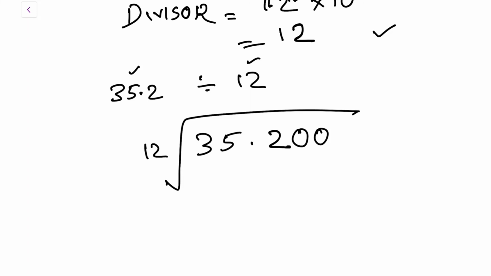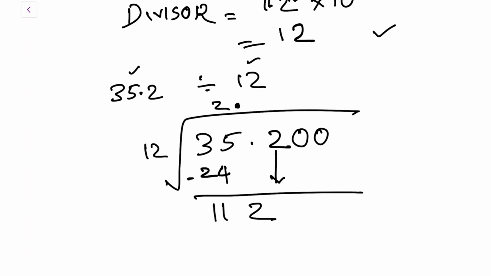Alright. So 12 2s are 24. 35 minus 24 is 11. Before we bring the tens place down, we need to put the decimal point in the quotient. And now we can bring the tens place down. 12 into what is 112? 12 9s are 108.